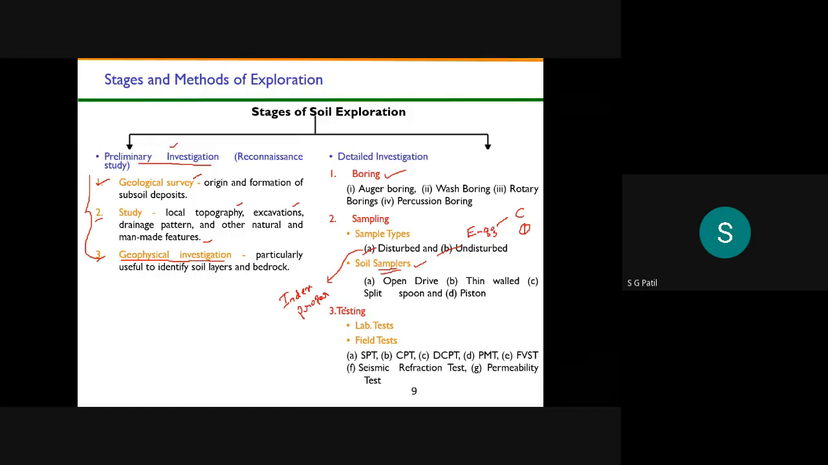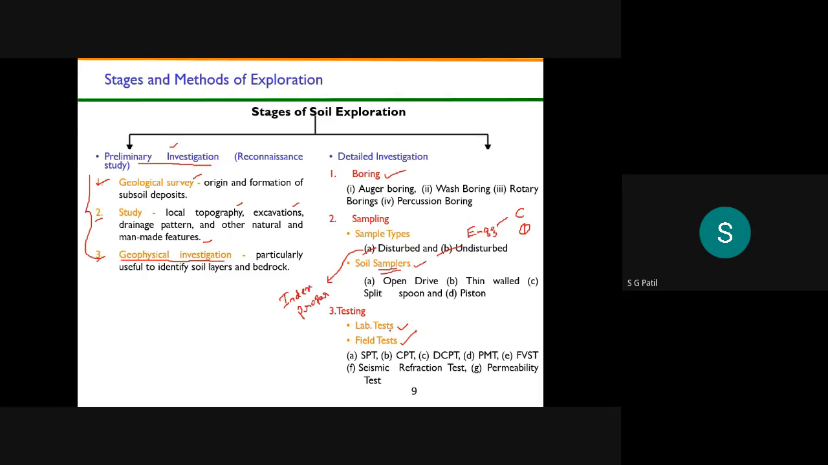Then the third step in the detailed investigation is to carry out laboratory tests or some field tests. Both you can carry out. Whatever samples you collect, undisturbed or disturbed, we will take those to the laboratory and then do some tests.